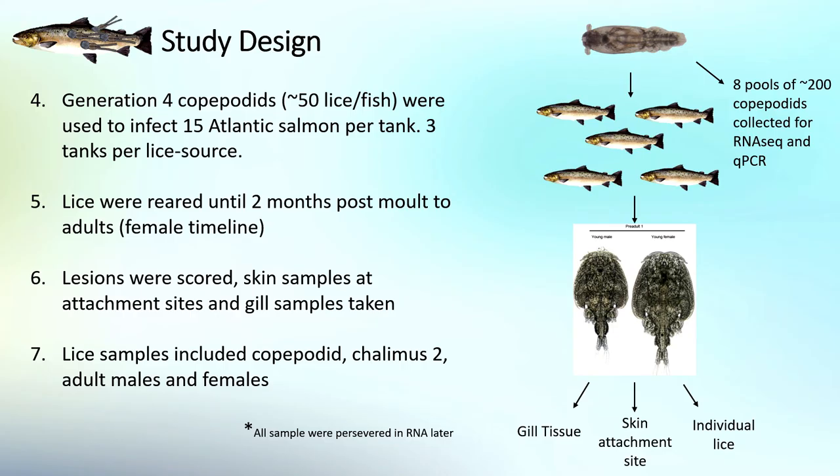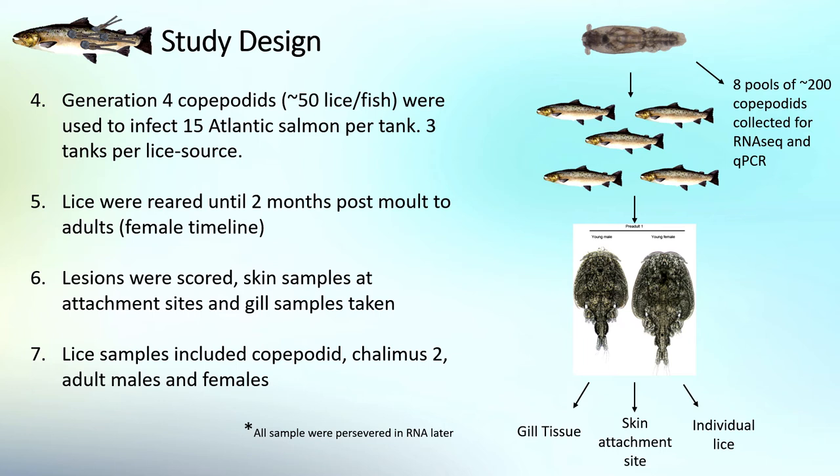So in the fourth generation, we have copepodids, 50 lice per fish, were used to infect 15 Atlantic salmon in each tank, and then we had triplicate tanks per lice source. So you'd have three wild tanks and three farm source tanks. Lice were then reared until 2 months post-molt to adults. So we wanted to make sure that we had adult males and adult females by the end to do some of the lesion scoring. But we also assessed at different time points as well.